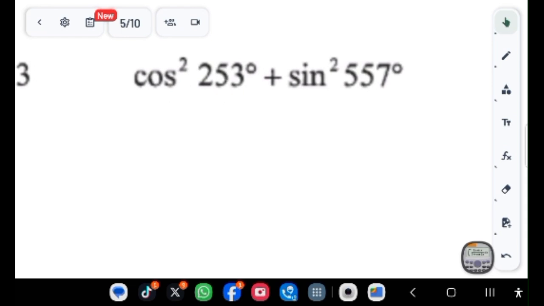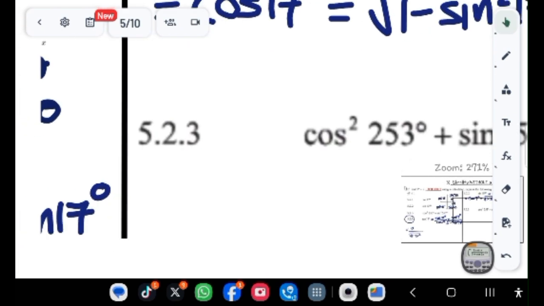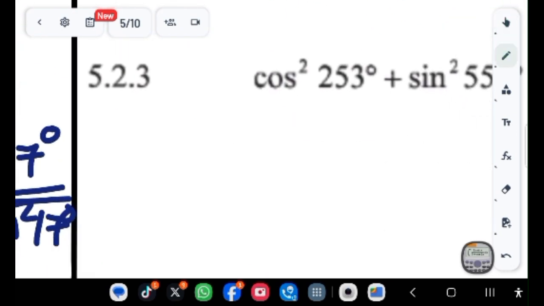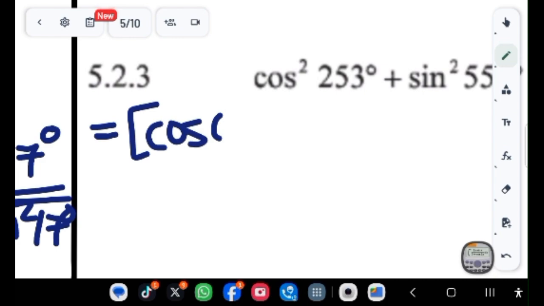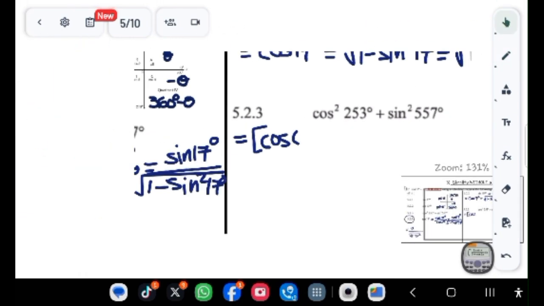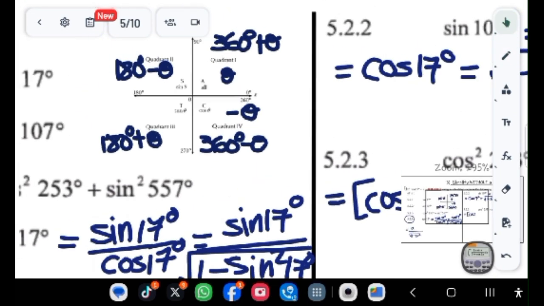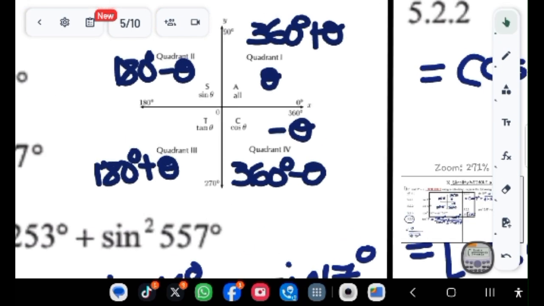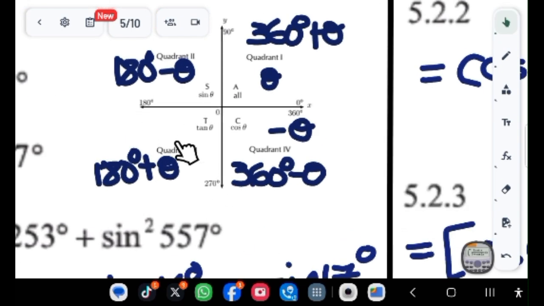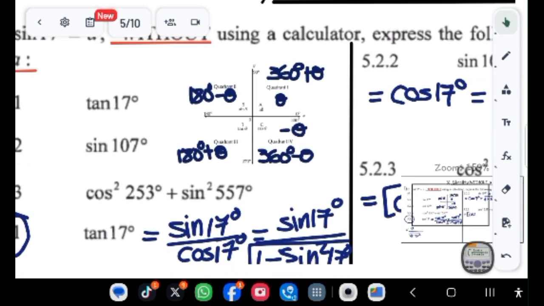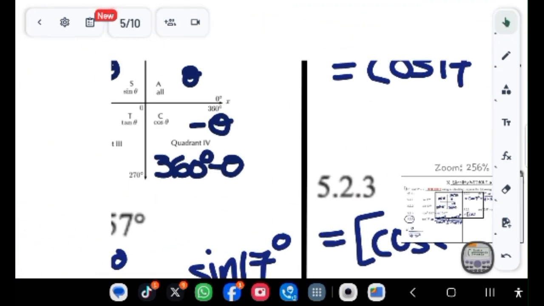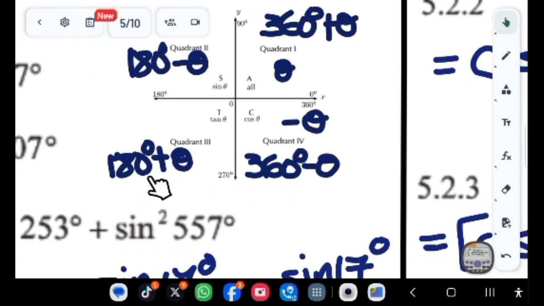Lastly, cos squared of, okay, that will be equals to, okay, you get to work with the compound angles. All right, so you go 253, that is smaller than 270 degrees there. So it's in the third quadrant. It's bigger than 180. It's in the third quadrant. And we know that in the third quadrant, angles are expressed as 180 plus theta.